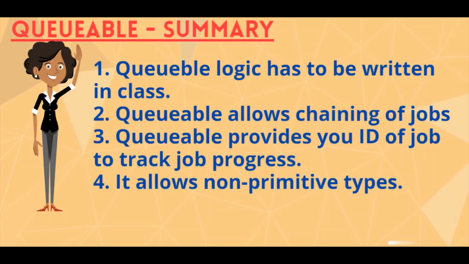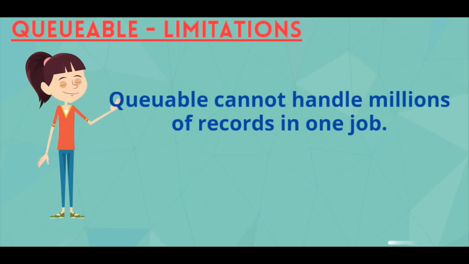And Queueable provides you the ID of the job. By calling System.enqueueJob, you're actually running a job. It also returns an ID, where by using that ID, you can see the job progress. And finally, it also allows non-primitive types as parameters. But we also have a limitation here.